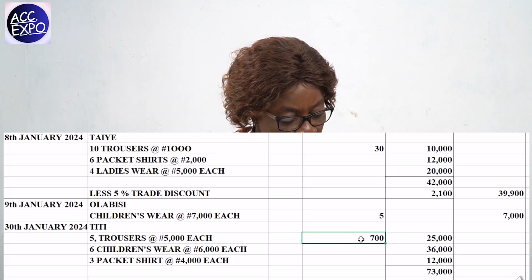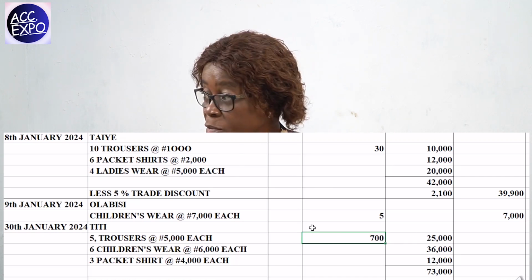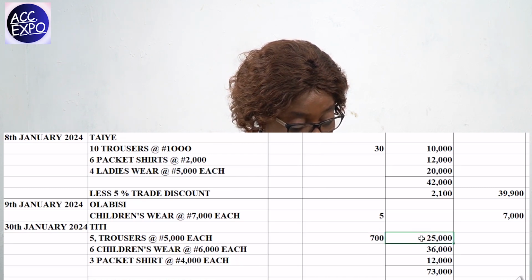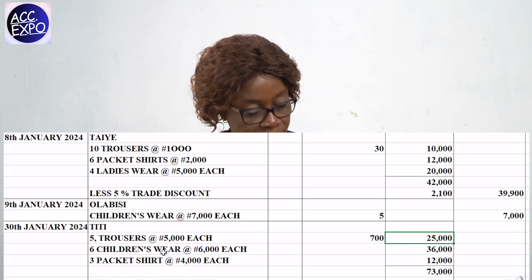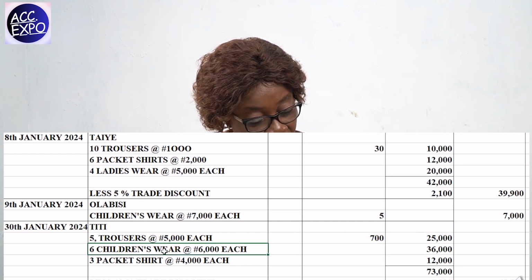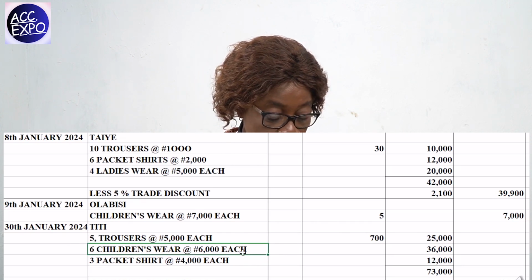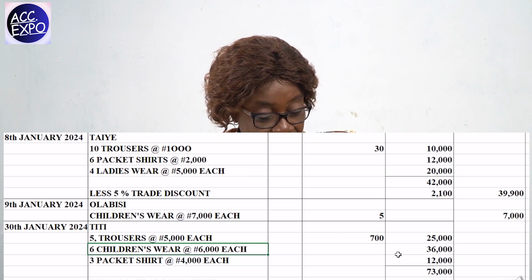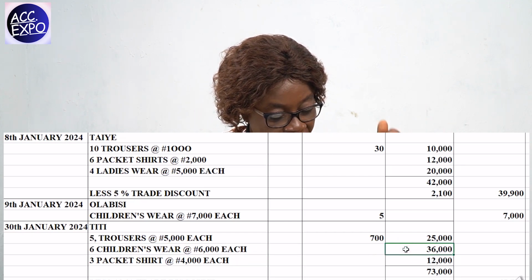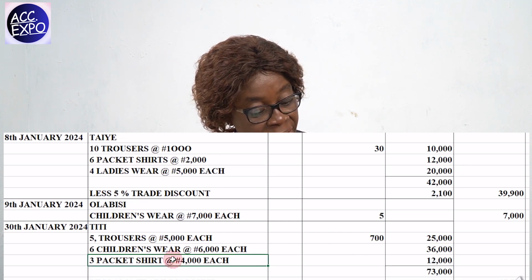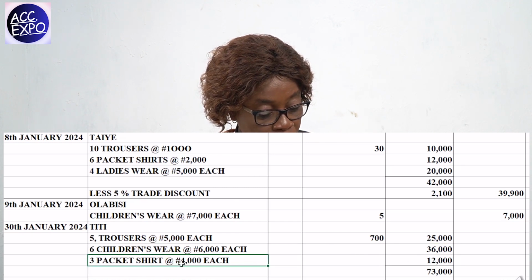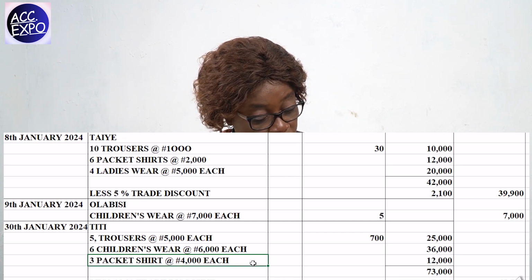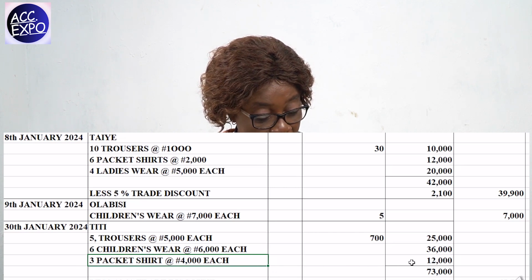Then 5,000 multiplied by 5, which sums up to 25,000 naira, will be written in the column for amount. 6 children's wear at 6,000 naira each, summed up to 36,000 naira, will be written in the amount column. 3 packet shirts at 4,000 naira each will be written in the particulars column, while the sum total of 12,000 naira will be written in the amount column.